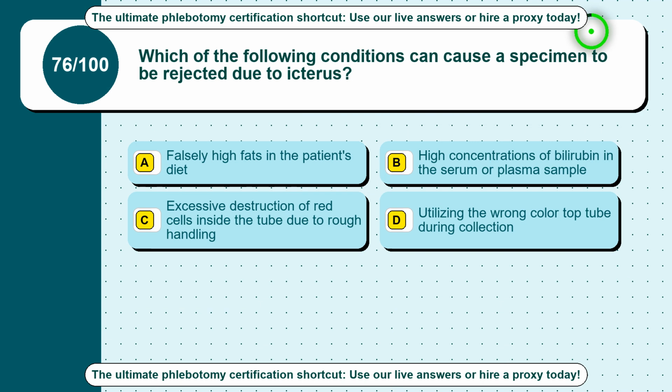Question 76. Which of the following conditions can cause a specimen to be rejected due to icterus? Option A, falsely high fats in the patient's diet.